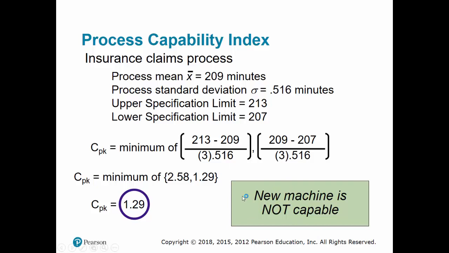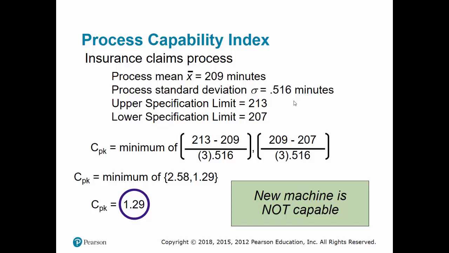Okay, now how can we make this capable? There could be two problems why this process is not capable. One is the central value, the target, remember, is 210. So that's the midpoint, 210 plus or minus 3, and this 209 is probably too far away from the target. So that could be a problem. Or it could be that the process variability is too large. So either the x bar value is too far from the target, or the standard deviation is too large. Which is the problem?